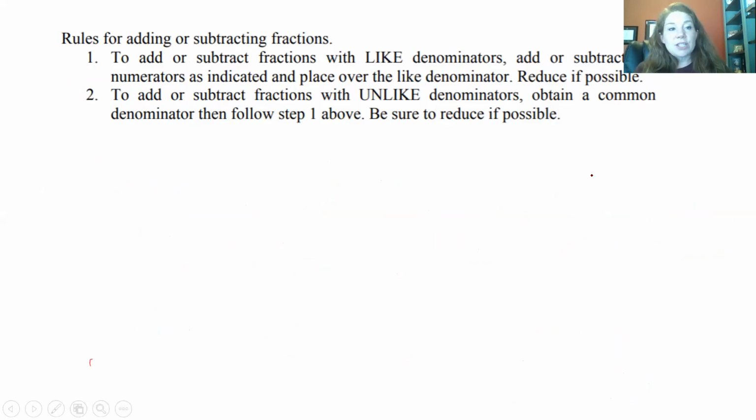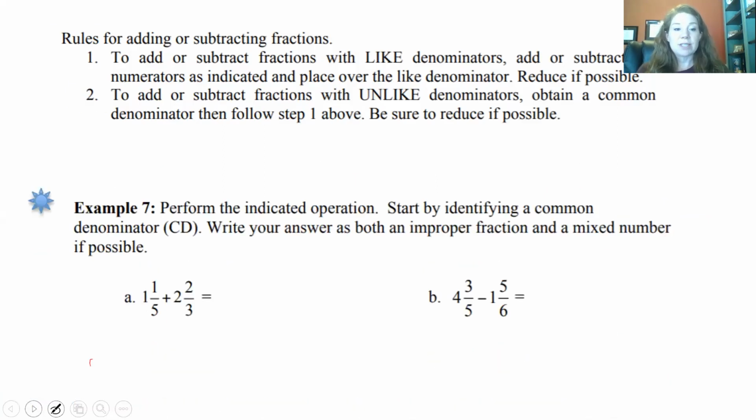There. All right, so rules for adding or subtracting fractions. To add or subtract fractions with like denominators, you simply add or subtract the numerators as indicated and place over the denominator. Always reduce if possible. If you're going to add or subtract fractions with unlike denominators, you obtain a common denominator, then follow step 1 above. Be sure to reduce if possible. So just a reminder for your directions.